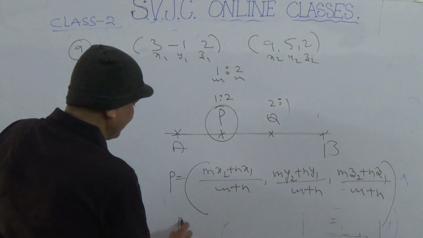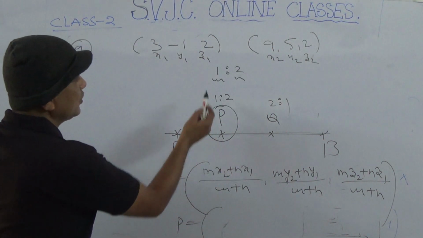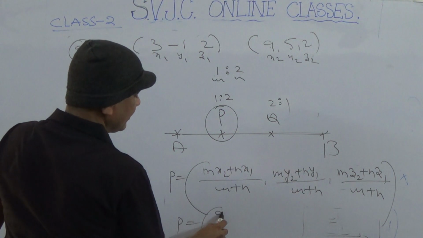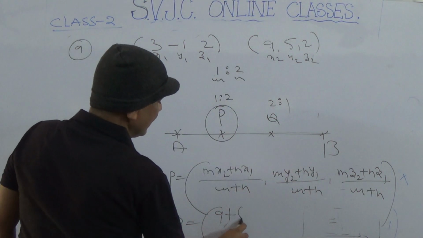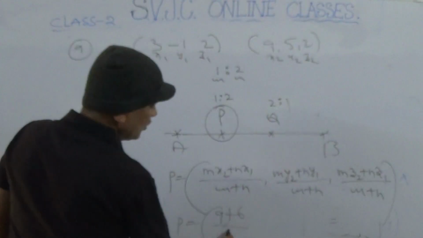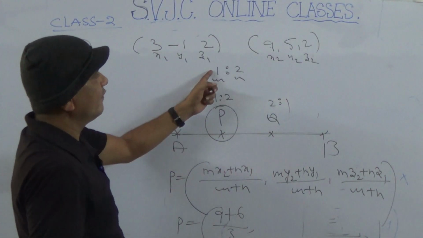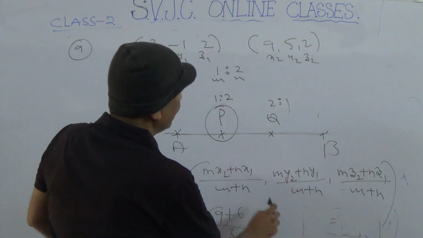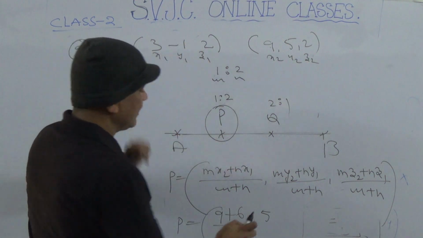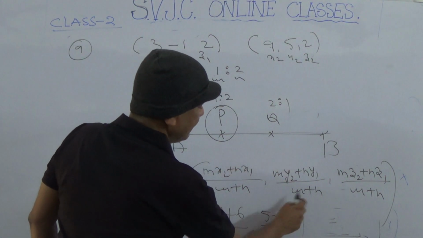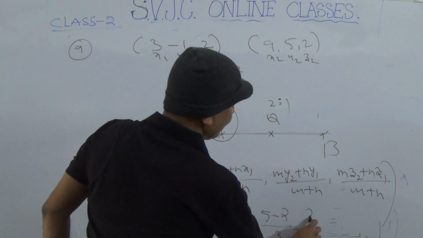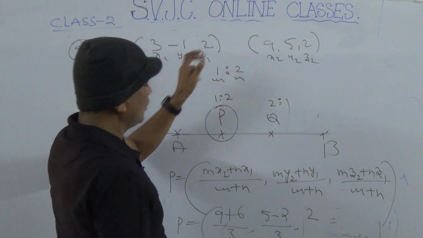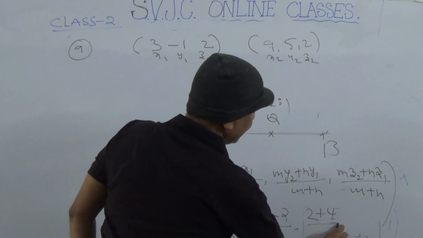Now P is equal to (1 into 9 plus 2 into 3 (that is 6)) by (m + n), where 1 plus 2 is equal to 3. Similarly, the y coordinate: 1 into 5, plus 2 into minus 1, which is minus 2, by 3. Similarly, 1 into 2 plus 2 into 2, which is 4, by 3.